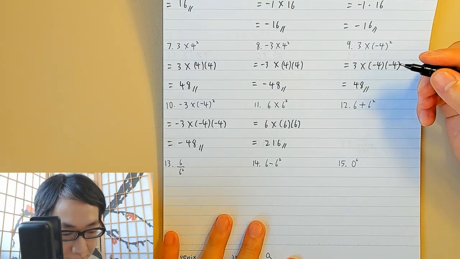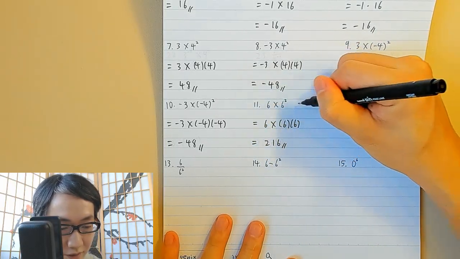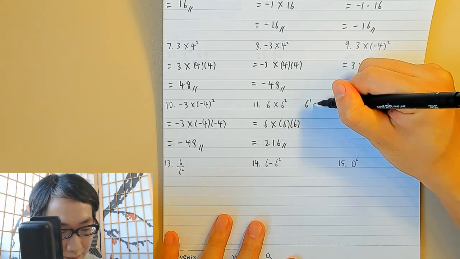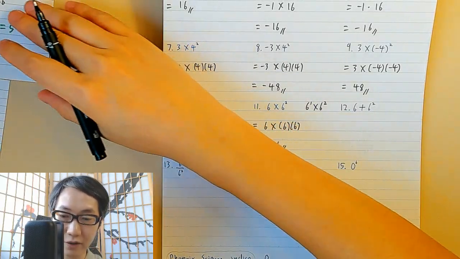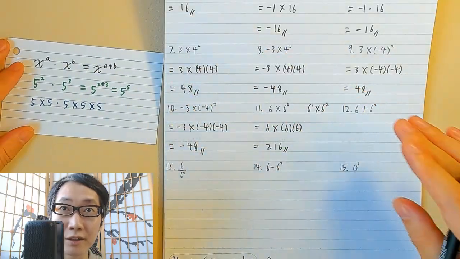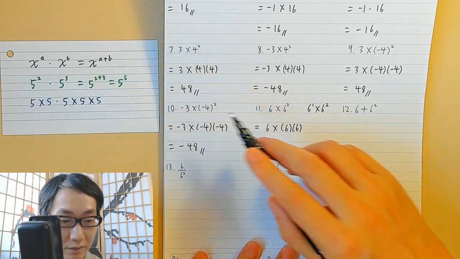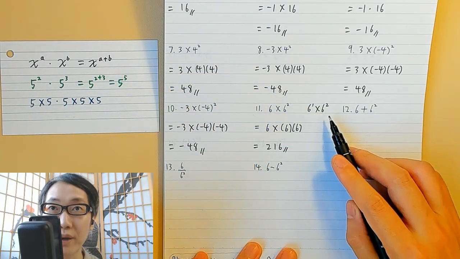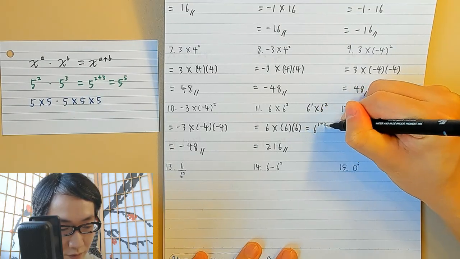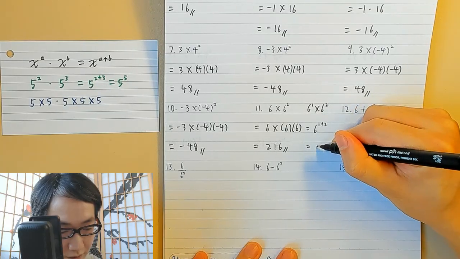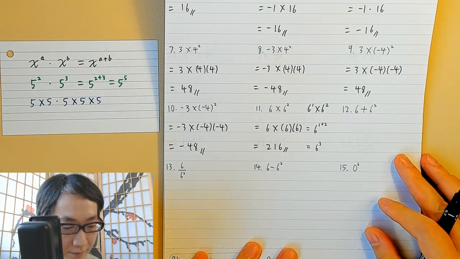For this one, actually there's another way to do this. I can change this to 6 to the power of 1 times 6 to the power of 2. Then we can finally use our rules here. If we use this rule, then x is 6, a is 1, and b is 2. Then this is equal to 6 to the power of 1 plus 2. This equals 6 to the power of 3, which is 216.